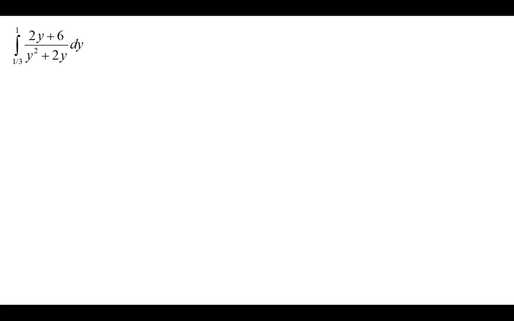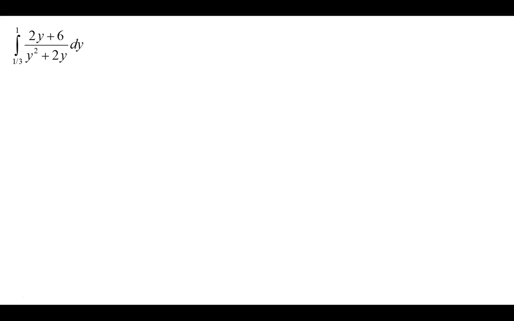The denominator's derivative is 2y + 2. In the numerator, we have 2y + 6. It's close, but we're going to do this as a partial fraction question. Perhaps at the end I can show you how we could have turned 2y + 6 into 2y + 2, but then we'd probably have to end up doing partial fractions anyway.